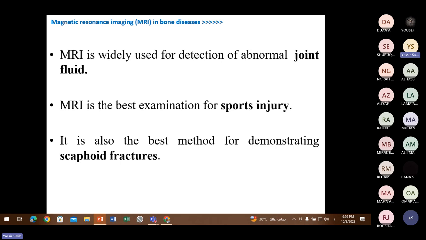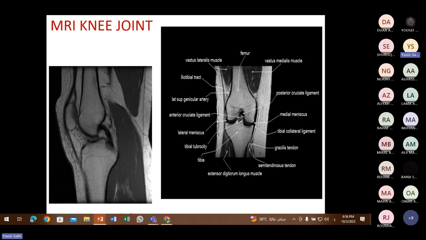MRI is superior and the best method for assessment of scaphoid fracture. This is an MRI sagittal and MRI coronal for the knee joint. You can see the PCL, posterior cruciate ligament, the femur, the tibia, the patella, the suprapatellar ligament, the infrapatellar. This is the coronal: the posterior cruciate ligament, the anterior cruciate ligament, the medial meniscus, and the lateral meniscus, the femur, the tibia.